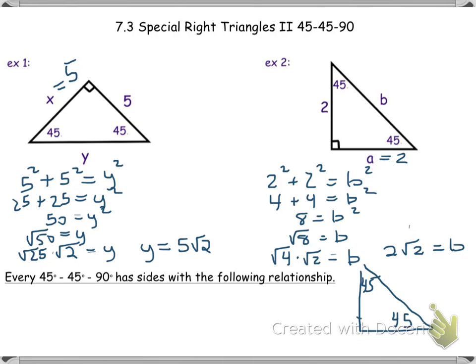Every 45-45-90 has the same relationship. Across from the 45 is a 1, across from the other 45 is a 1, and across from the 90 is a square root 2. So that's the relationship of every 45-45-90. Now remember, every 30-60-90 was a 1, root 3, 2. So this one is a 1, 1, root 2.